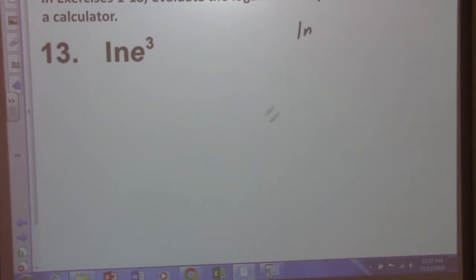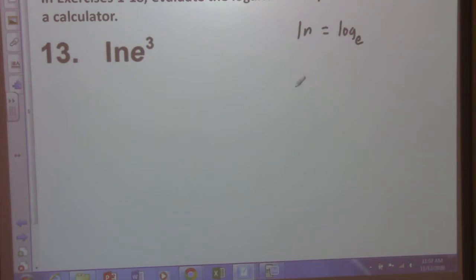It comes from the French, logarithme naturel. So that's how they got ln, because it originally came from that. Does that sound like French? Logarithme naturel? Yeah, it is French. Anyway, it means a natural logarithm, which is going to be log base e. That's what the natural logarithm is, log base e.